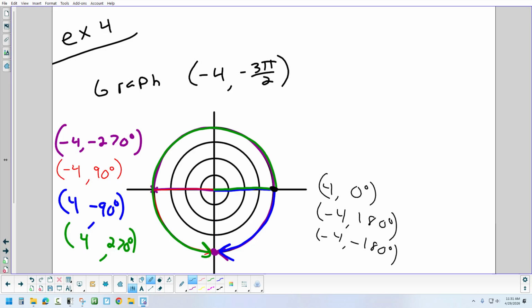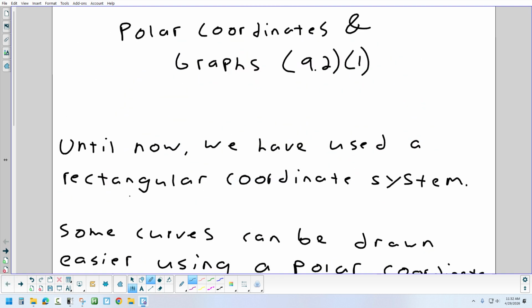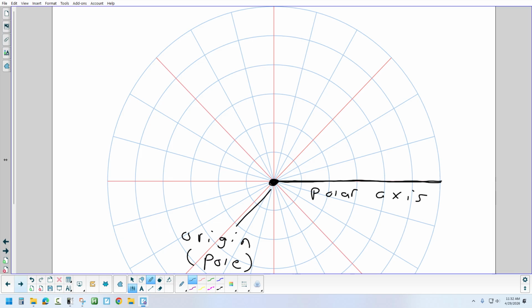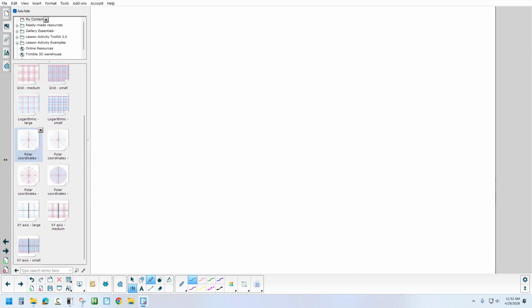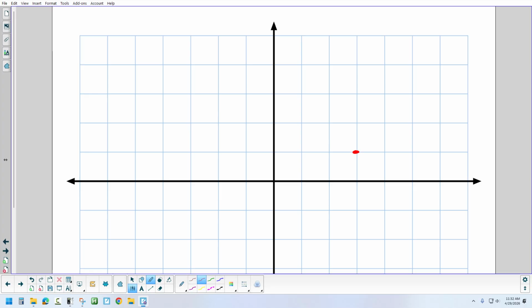So when you have a point that is on the polar axis, there are only 3 ways to get to it. When you have a point that is not on the polar axis, there are 4 ways. Now compare that to having something like this. Let's just take this one. What's the coordinate for that? 3, 1. What would be another coordinate for that?